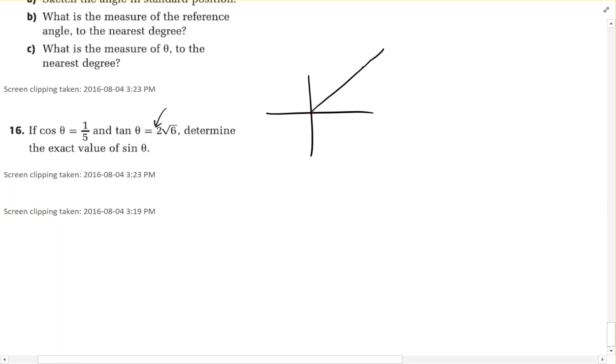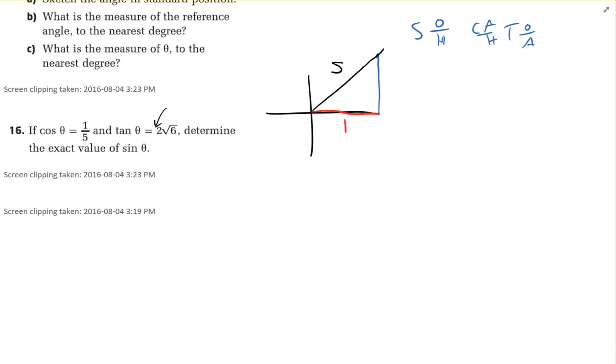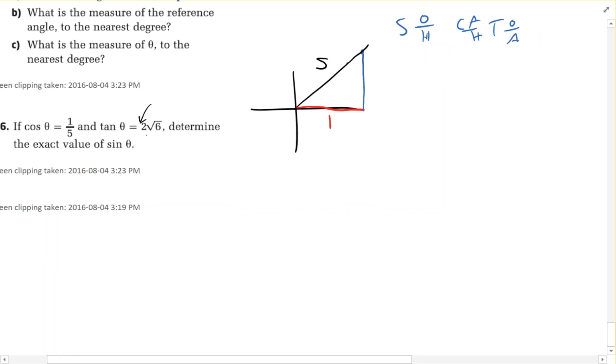Now, determine the exact value of sine theta. Let's draw a triangle to get ourselves thinking straight here. We did something like that, right? Let's write SOHCAHTOA too. So cos is 1 over 5. Let's say my adjacent here is 1, and my hypotenuse is 5. So we don't even really need that though.